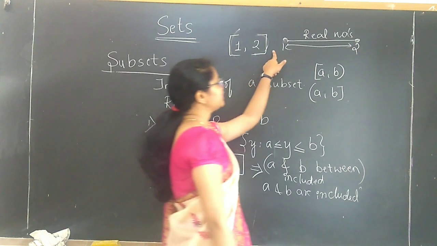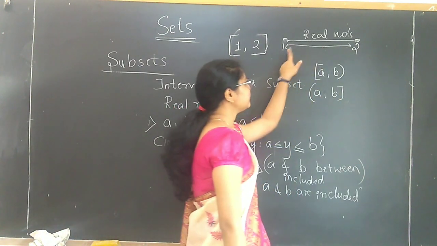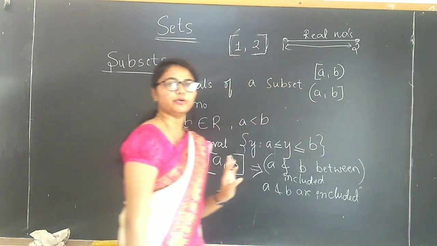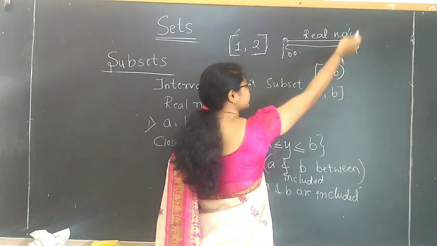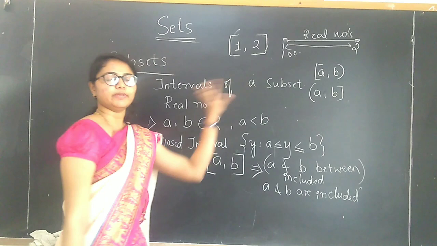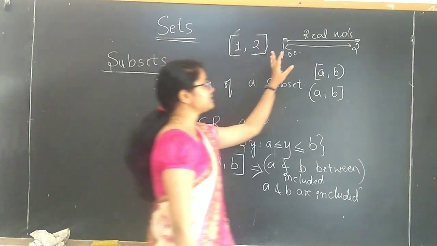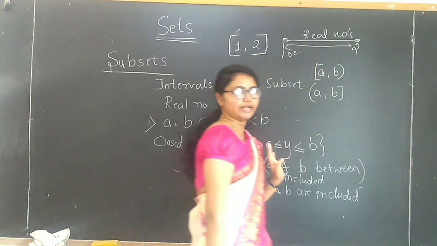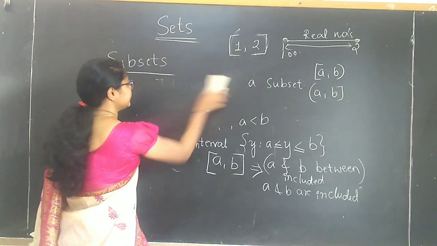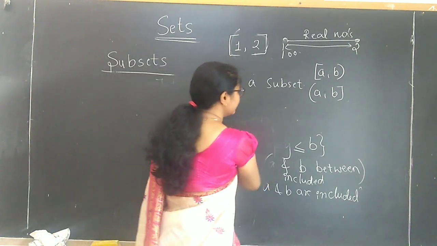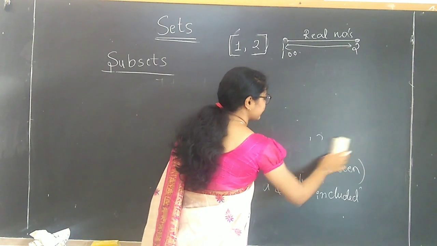So why have I written only 1 and 2? Because after 1, which real number exists, we don't know. It may be 1.000 up to certain infinite zeros and then 1 may come. So we don't know, we just take the real numbers between 1 and 2. Okay. Next, the representation of these intervals on a number line.